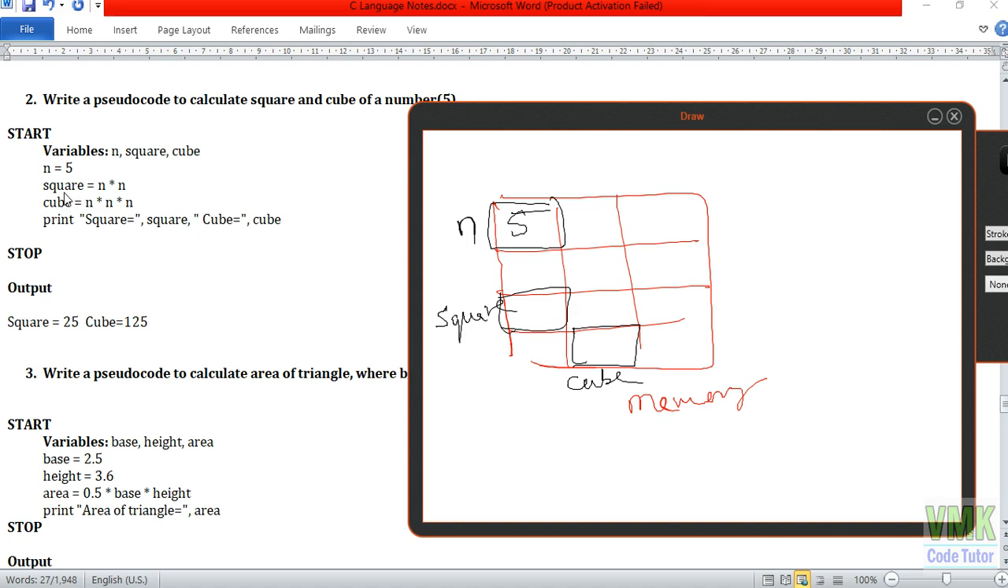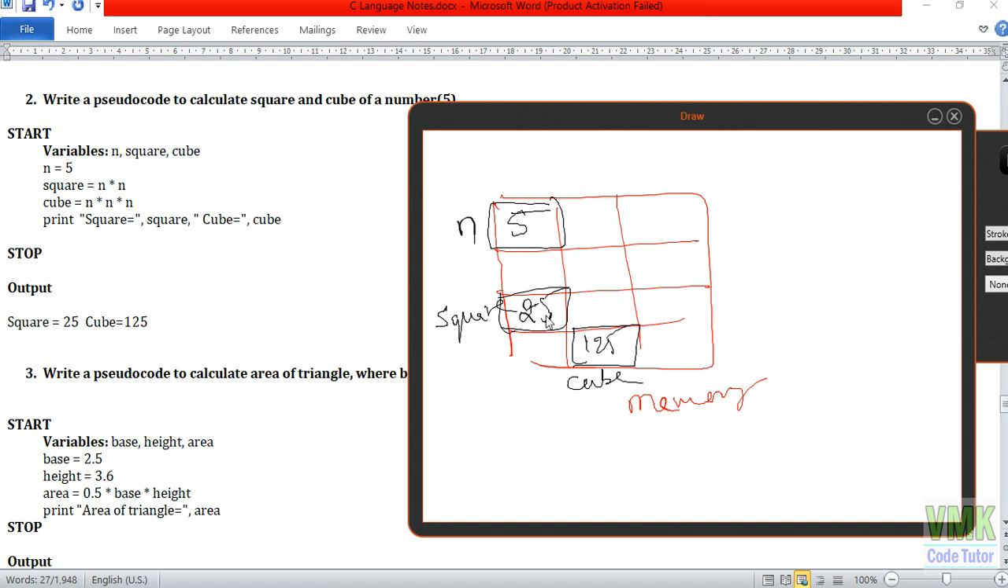Then we calculate square is equal to N * N. N is equal to how much? 5. Therefore 5 into 5 is 25. 25 stores into square. Like this it is going to store 25. Then cube is equal to N * N * N, means 5 into 5 into 5 is 125. 125 stores into cube. Therefore cube is equal to 125. Then print square is equal to square and cube is equal to cube. It will print on the monitor.